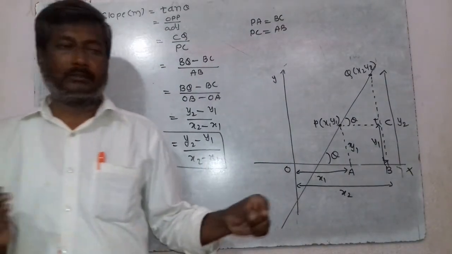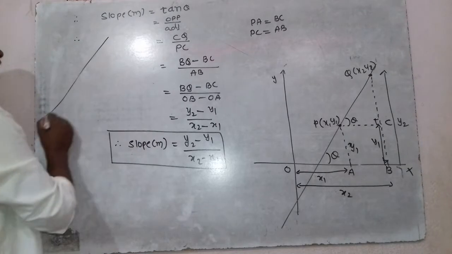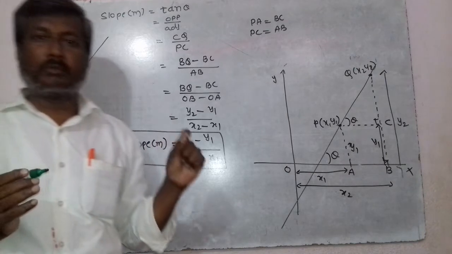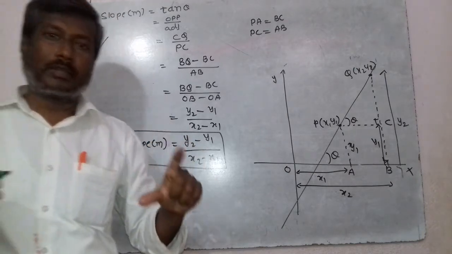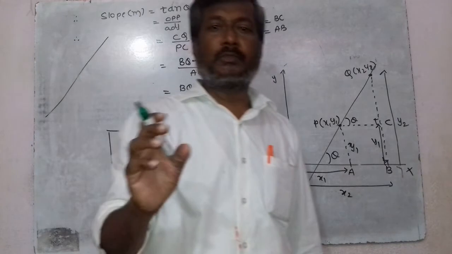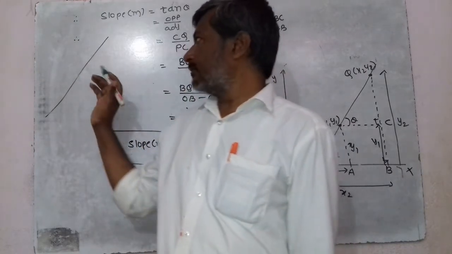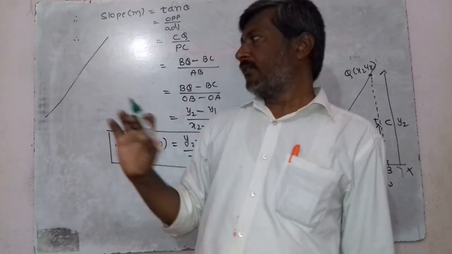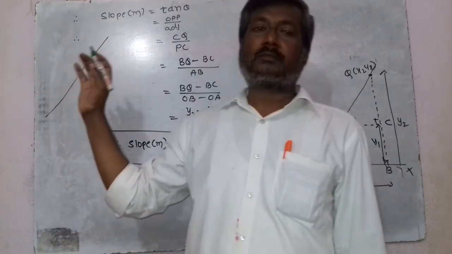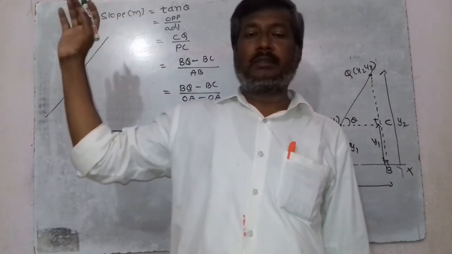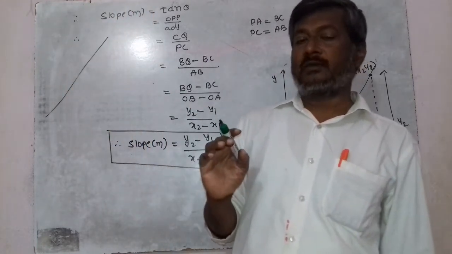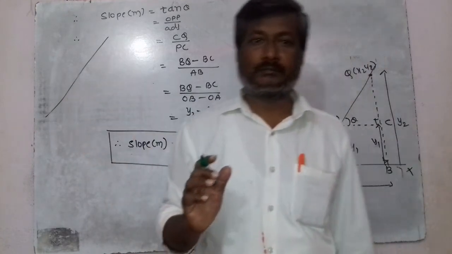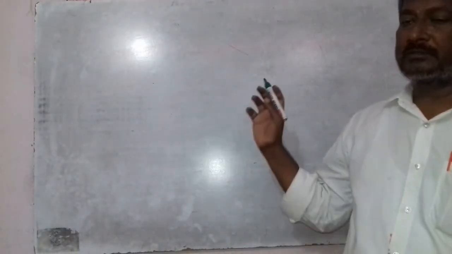For a particular line, wherever you find the slope, it is always constant. If it is 3, then throughout the line the slope is 3. If it is -1, then throughout the line the slope is -1. So remember that the slope of a line is always constant. Now let us solve some problems related to this.